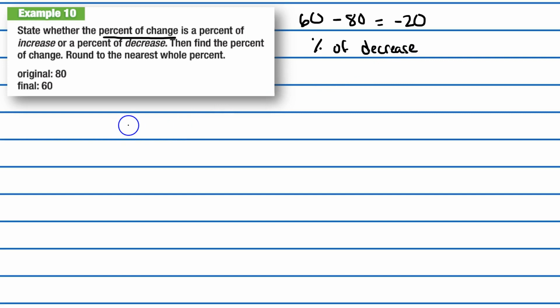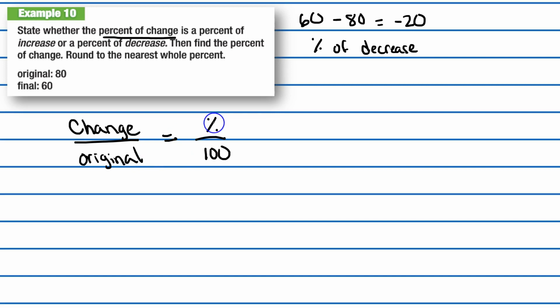Alright, but we still need to find out what the percent of change is. So in order to find out what the percent of change is, we have the change amount, all divided by our original amount, which is equal to the percent, all divided by 100.